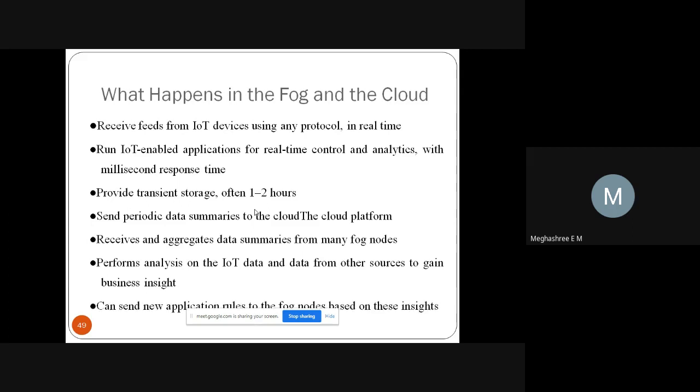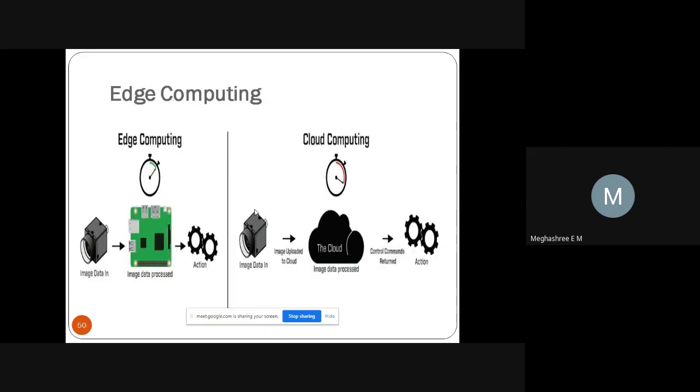And the last one is can send new application rules to the fog nodes based on these insights. So whatever insight we get after analysis performed at the cloud, based on that, the rules or the information, or you can say guidelines, are sent to the fog nodes to follow. Okay, that is what it is all about, fog and cloud. Okay, so this is edge computing.